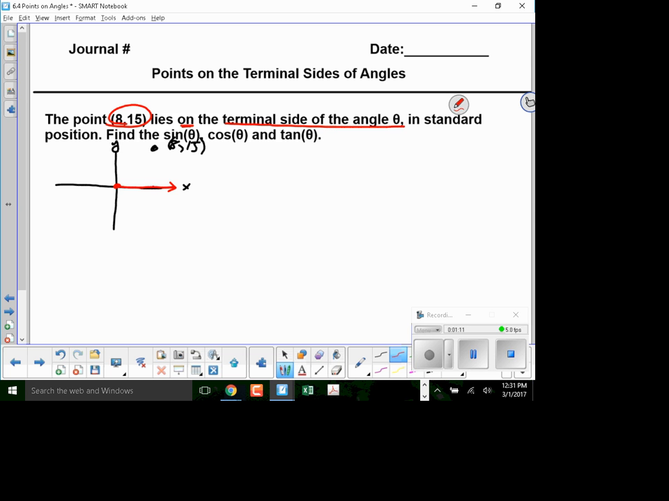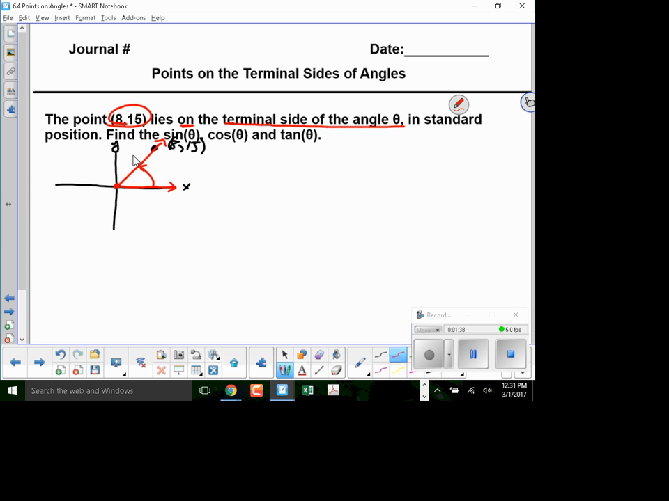So it's going to open up, and it's going to stop when it can intersect or go through this point. Does that make sense? So that's what the actual question is describing. It's describing an angle in standard position that goes through that point. Okay? All right, now, I drew the picture, and you have to draw that for everyone.